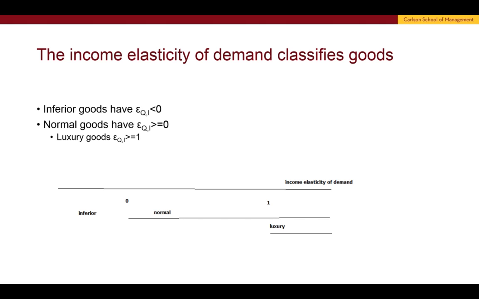One category of goods we call inferior goods have income elasticities of demand that are actually negative. Normal goods have income elasticities of demand that are greater than or equal to 0, and a subset of the normals are the luxury goods that have an income elasticity of demand greater than 1.